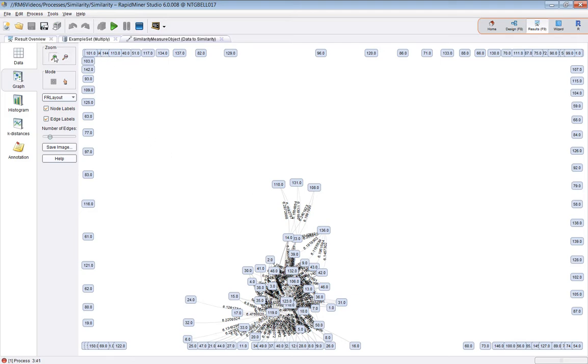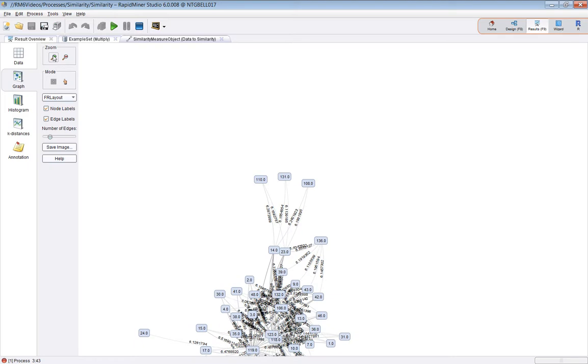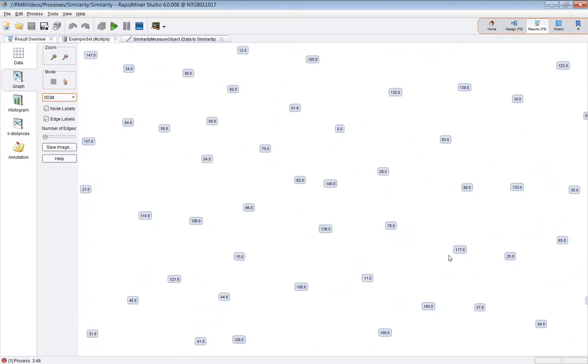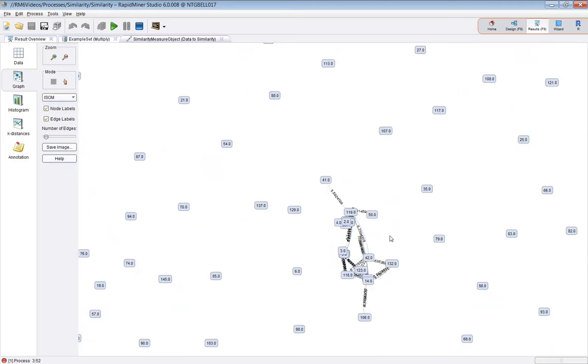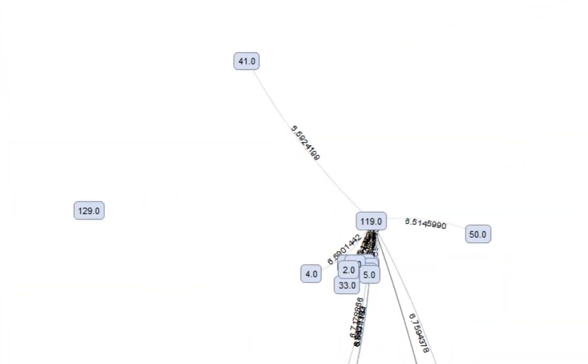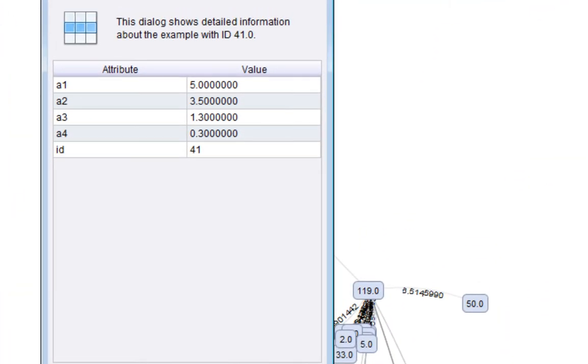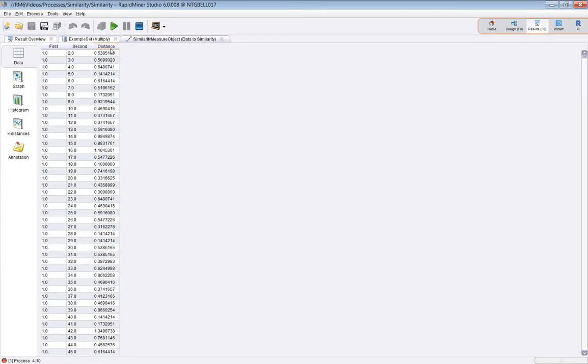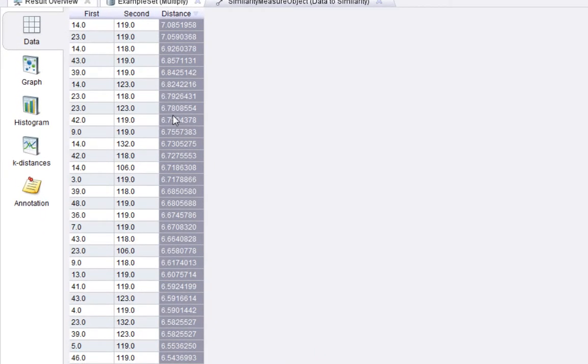And you can see that if I zoom right in, and let's change this actually to a low number and change to ISOM so we can actually see something. Here we go. If I zoom in, you can see that between 0.41 and 0.119, the distance is 5.6. If we go back to the data, you can see that this basically is one of the furthest distances.